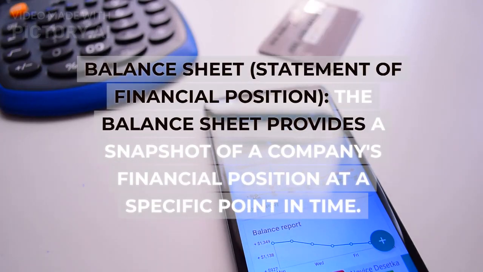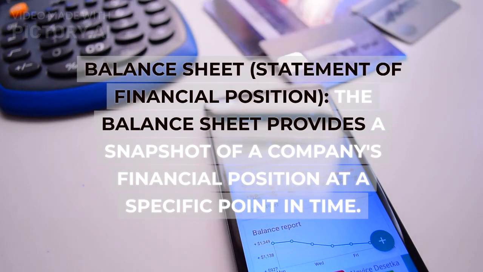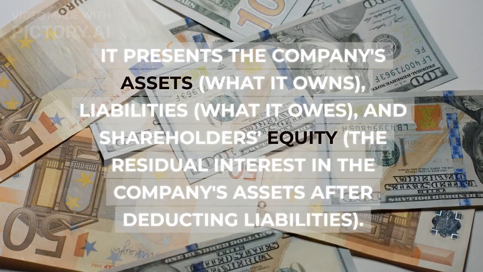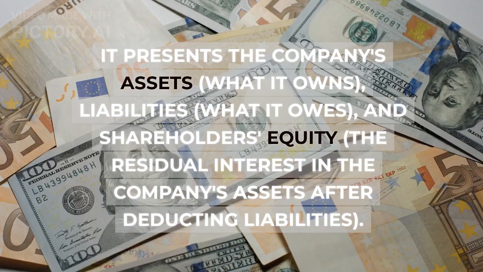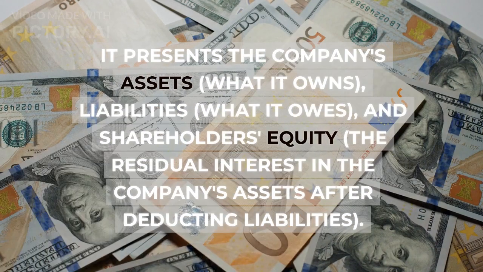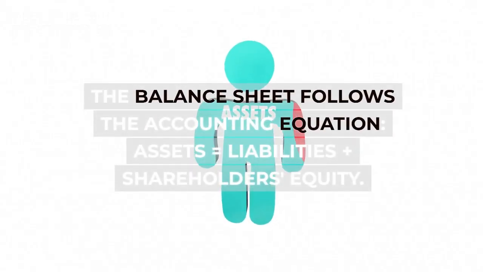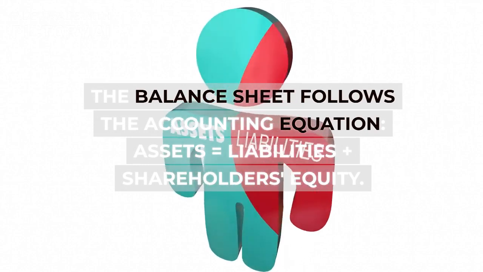Balance sheet, statement of financial position. The balance sheet provides a snapshot of a company's financial position at a specific point in time. It presents the company's assets, what it owns; liabilities, what it owes; and shareholders' equity, the residual interest in the company's assets after deducting liabilities. The balance sheet follows the accounting equation: assets equals liabilities plus shareholders' equity.